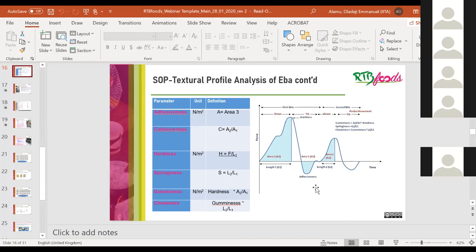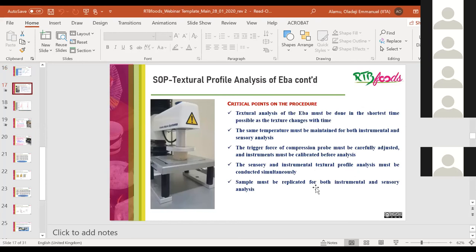Thank you. Last questions from Enoch. What is the repeatability for the texture SOP of Eba? For the textural profile analysis of Eba, the repeatability test. I think Michael, is Michael online? We do not present it, but we did the repeatability test using the standard deviation, which is less than one. So we believe that once we have a standard deviation of less than one in the data you obtain, it's repeatable.